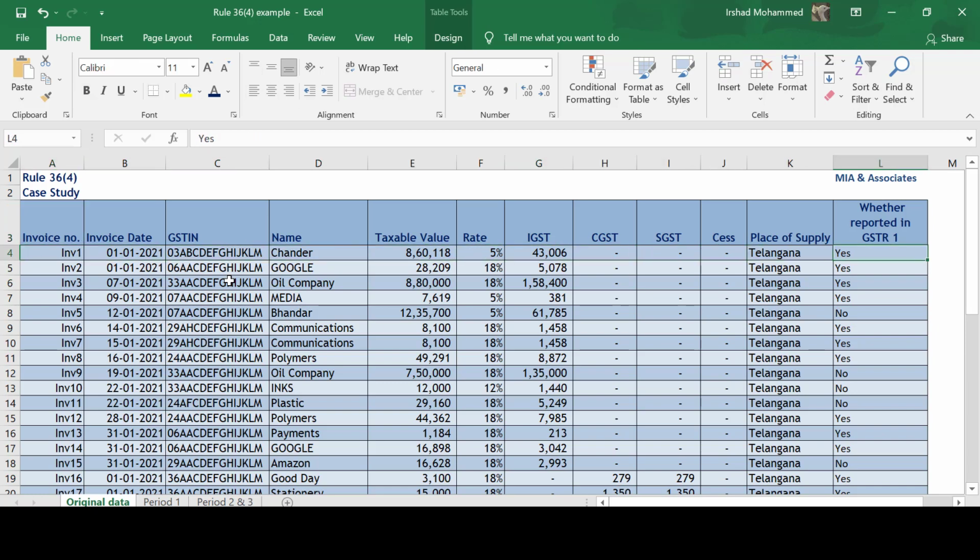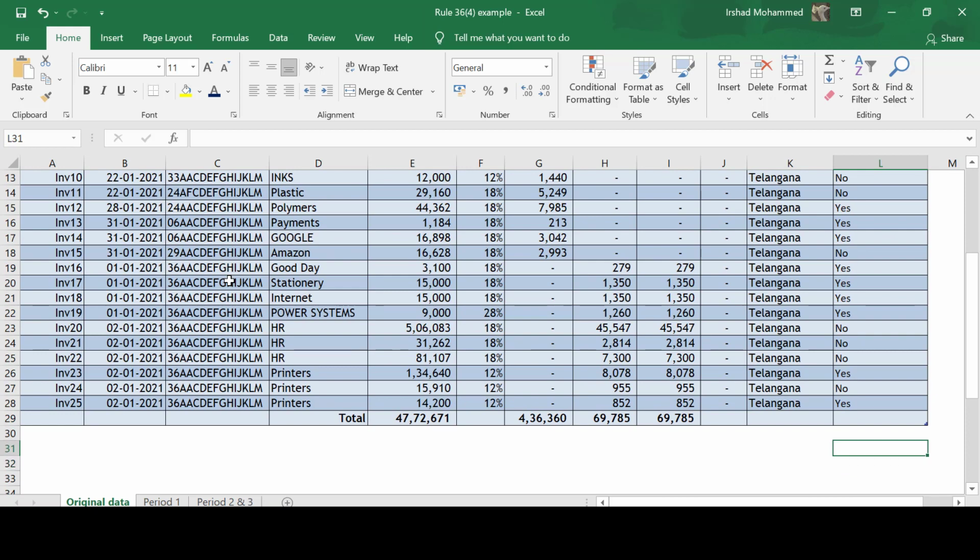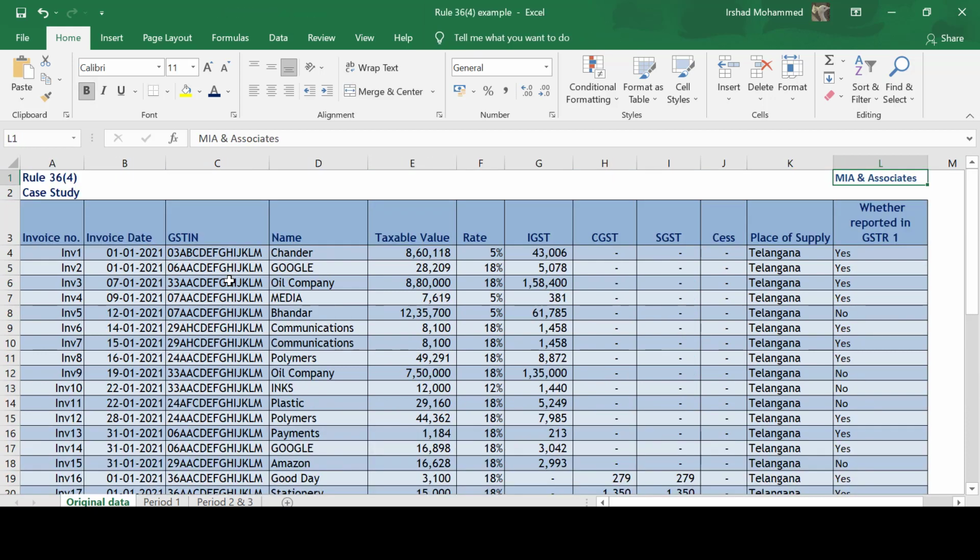So there is one more column here, as you can see on the screen, whether reported in GSTR 1. So you can see some entries as yes, and there are some entries as no. So I will explain to you what is this yes and no, whether reported in GSTR 1 or not, in subsequent worksheets.